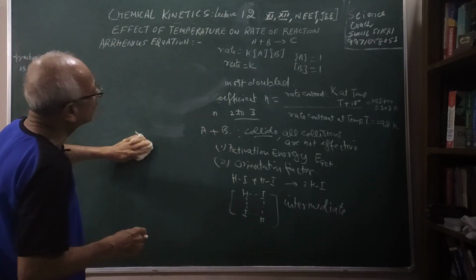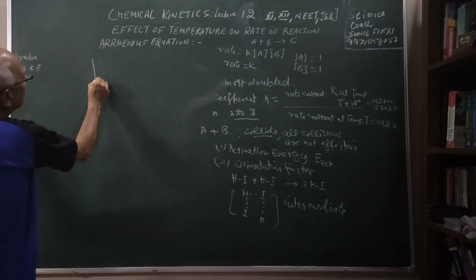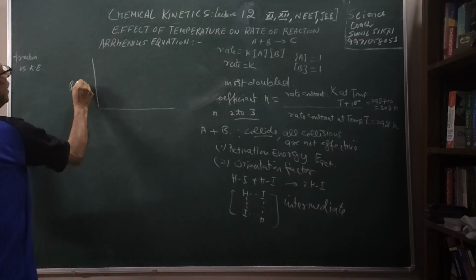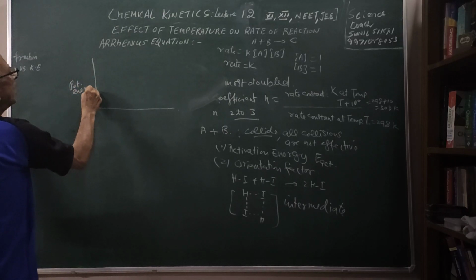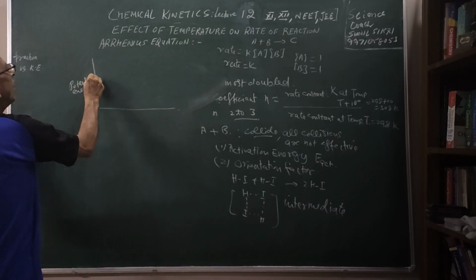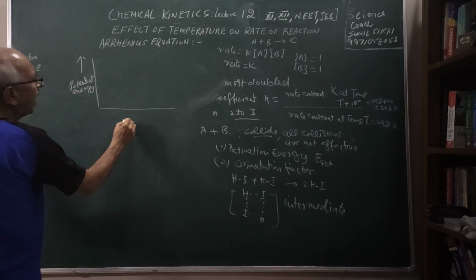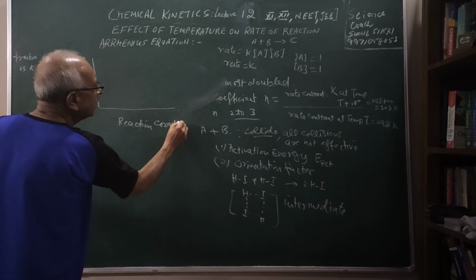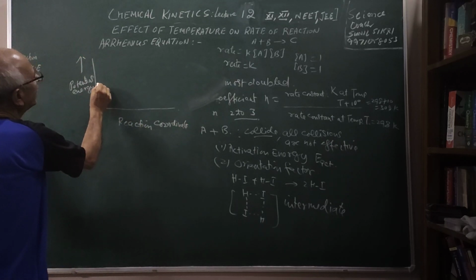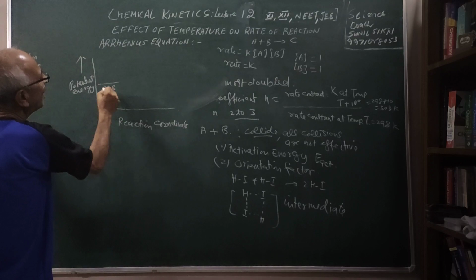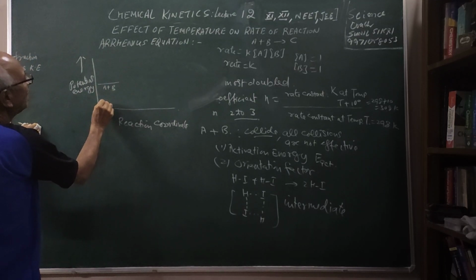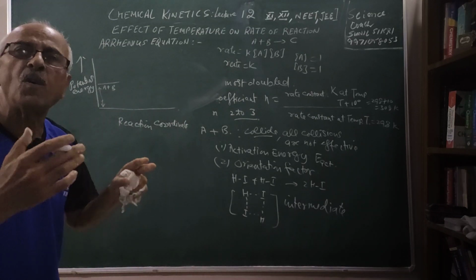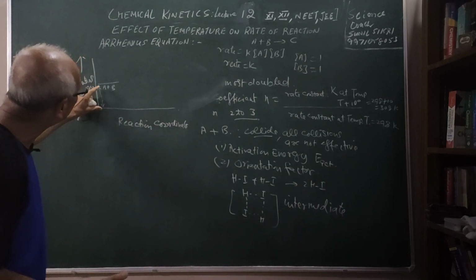I hope you have noted this down, students. If I say that this is my potential energy, this is my energy and this is my reaction coordinate, and here you have reactants A plus B. So the reactants have some energy. This is the energy possessed by the reactants before the start of the reaction. They already have some energy.